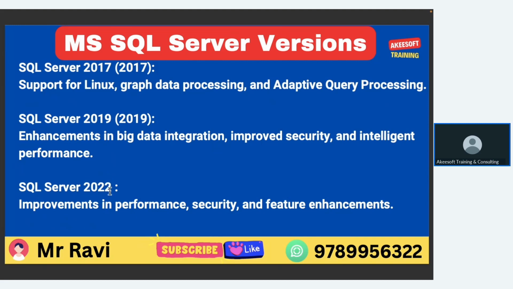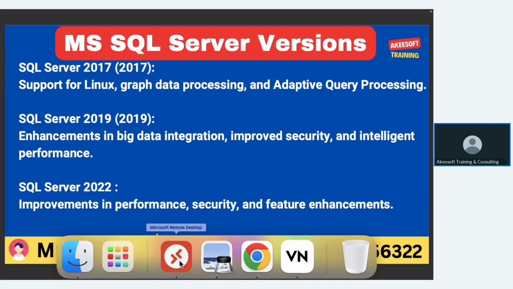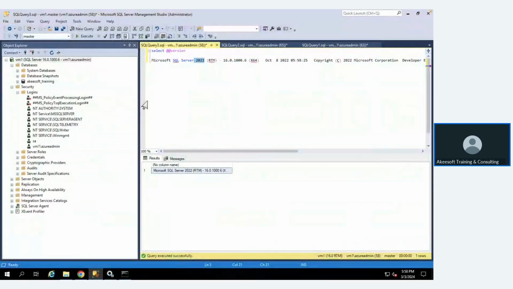So this is related to the SQL editions and the versions. I hope you are able to get some idea of what is happening related to the data, related to the database, what is RDBMS, and how the data is saved in a structured way. You understood what an edition is and what a version is. Version is the one which has the year, 2005, 12, 14, 16, 19, 22. And in that we'll have Developer edition, Web edition, Standard edition, Express edition.